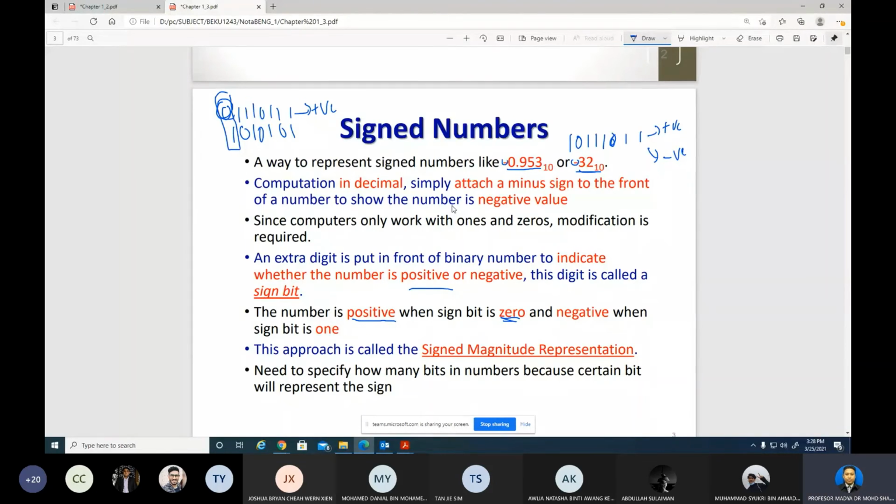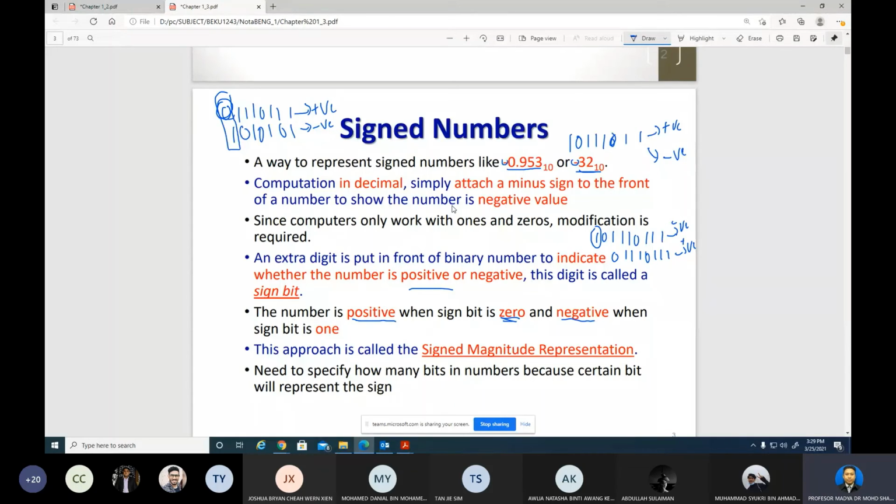If negative, the sign bit is 1. So this is declared as a negative value. For example, we have another example here, 1 0 0 1 1 0 1 1 1. Automatically you know the sign bit in front is 1, which means this value is negative. For example, we have 0 1 1 0 1 0 1 1 1. This is a positive value.